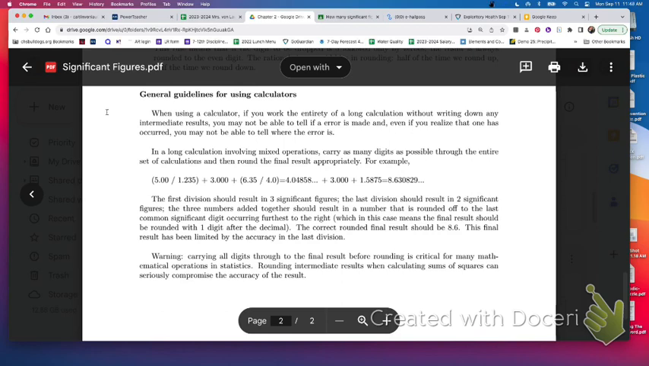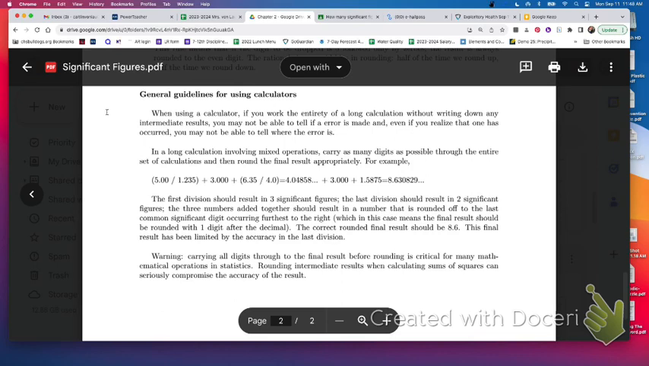Okay? So you can see in that first one, the 5.00 has 3 significant figures and 1.235 has 4. So because we're rounding to the least number of significant figures, that division should result in 3 significant figures. And then the 6.35 divided by 4, the 4 only has 2 significant figures, which means that division should result in 2 significant figures. Okay?